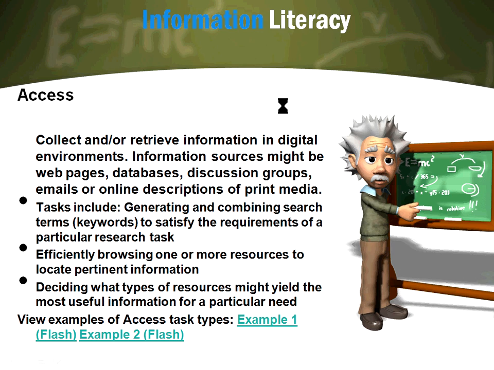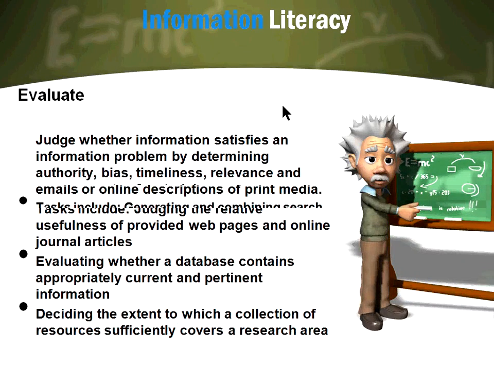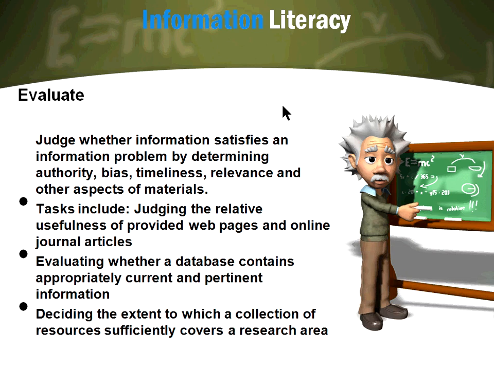Once we've accessed the data, we need to evaluate it, whether or not the information satisfies an information problem, and several things we have to determine: authority, bias, timeliness, relevance, and other aspects of the material. In other words, just because somebody says something doesn't necessarily mean it's valid. Our students often use the internet and Google search to answer information questions or solve information problems. Well, just because it's published there on the internet, since there is no criteria for publishing, how do you know it's good? How do you know it's true?